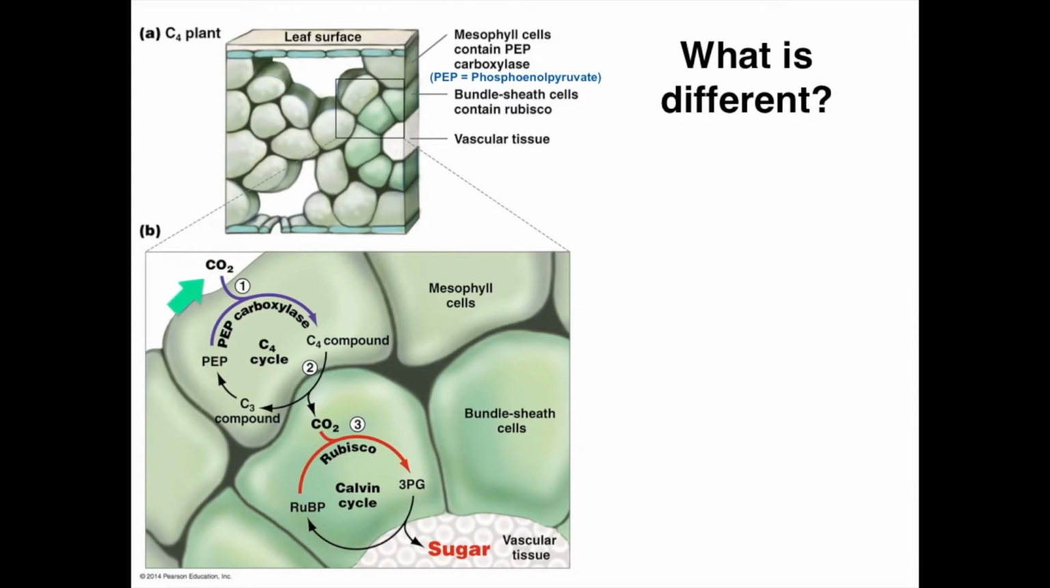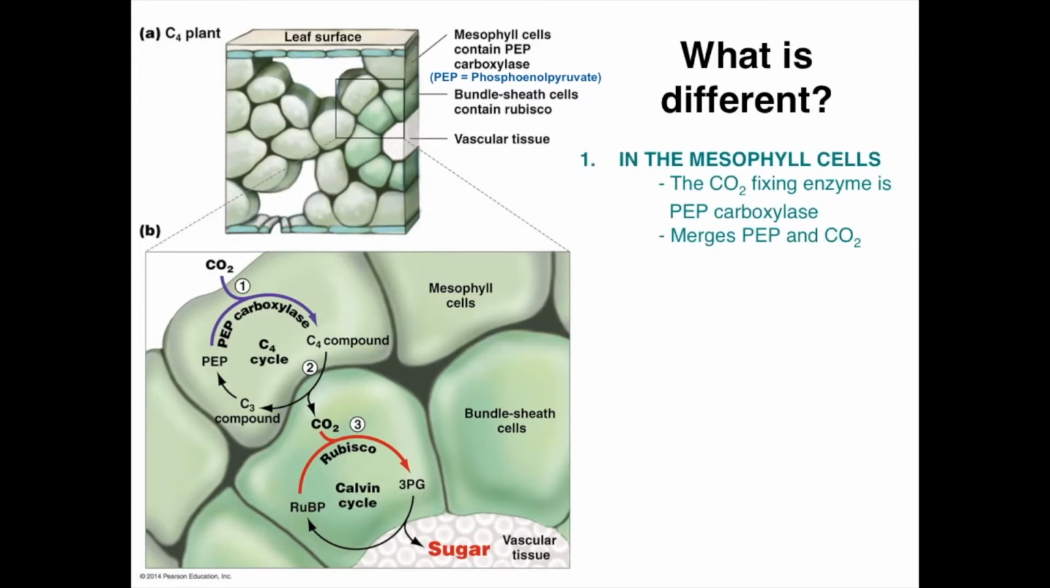And again, this CO2 molecule right here has diffused inside the leaf from the atmosphere. So it's worked its way through to this cell where it meets up with PEP carboxylase. PEP carboxylase is the enzyme that's going to help merge CO2 with a CO2 acceptor molecule. In this case, it's PEP, phosphoenolpyruvate, instead of what we've learned before, which is RuBP. So PEP is going to merge with a CO2 molecule with the help of PEP carboxylase.